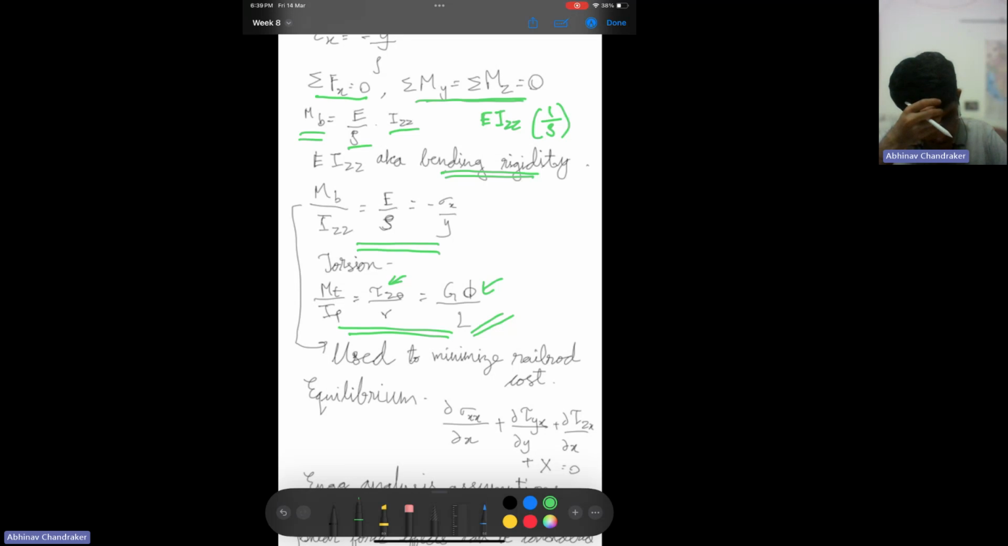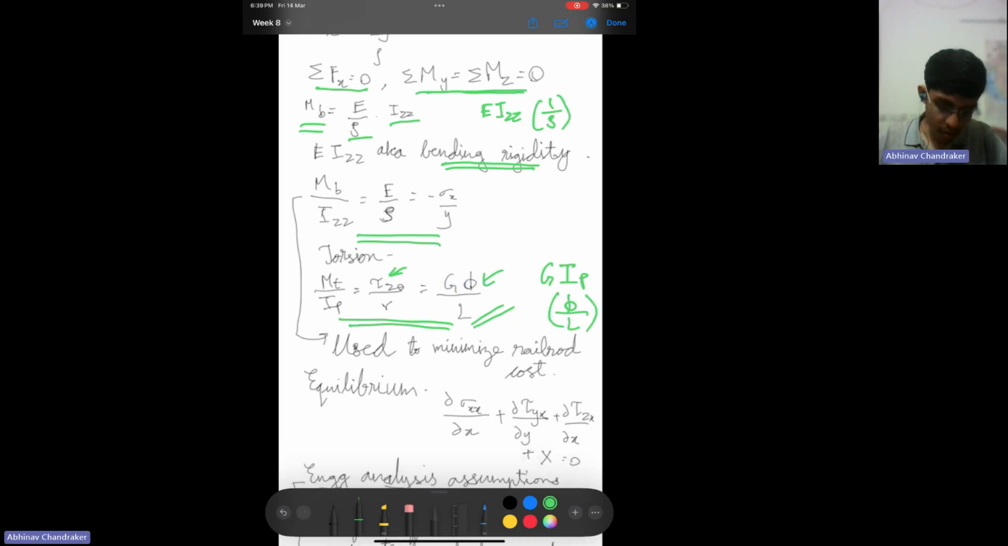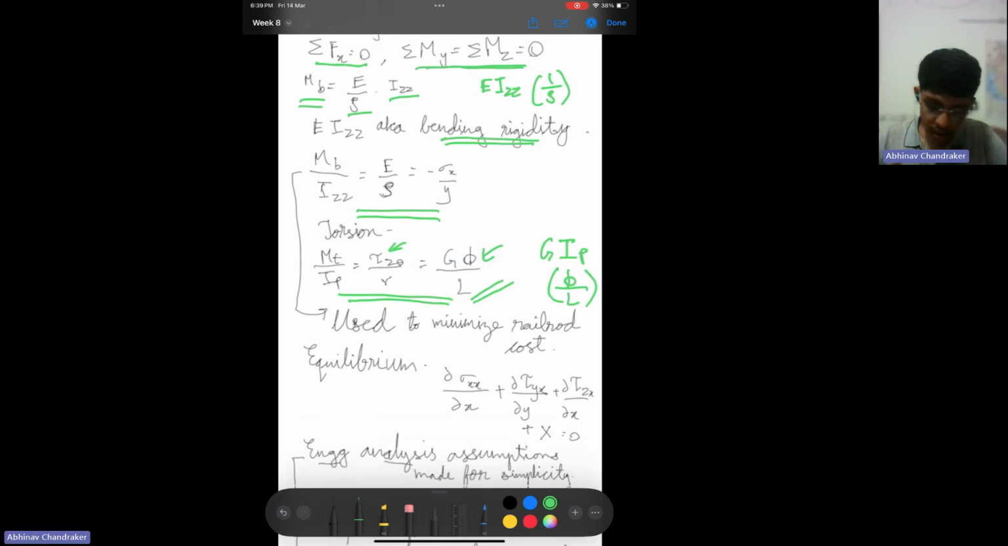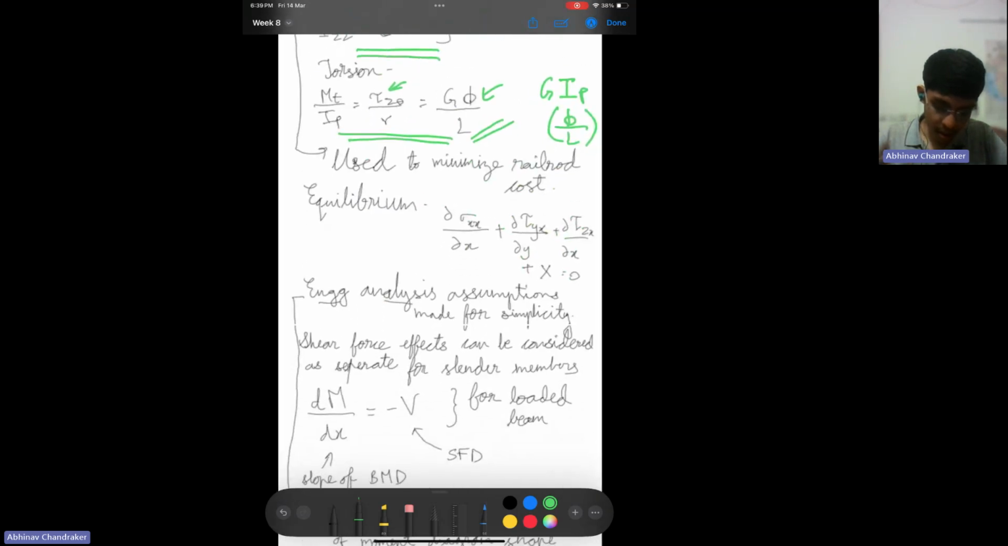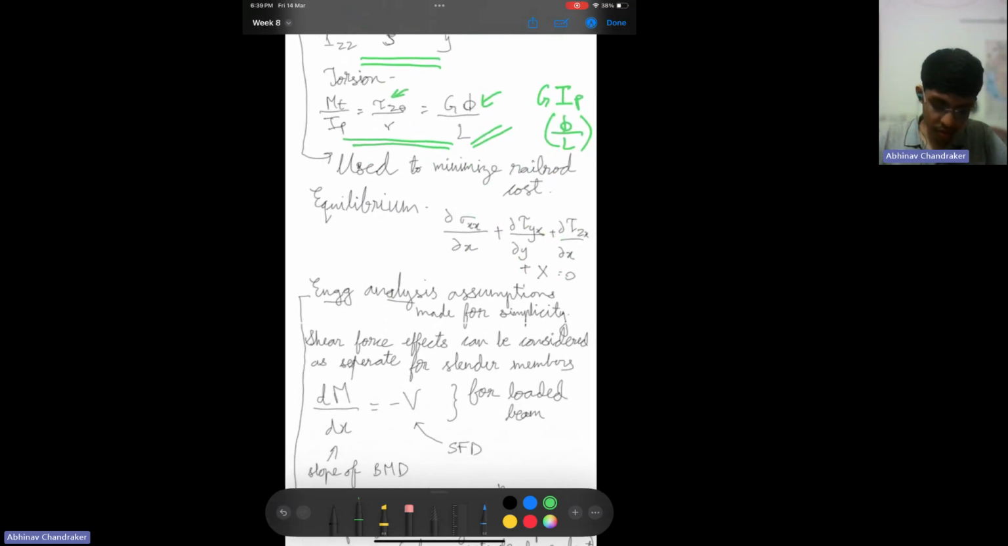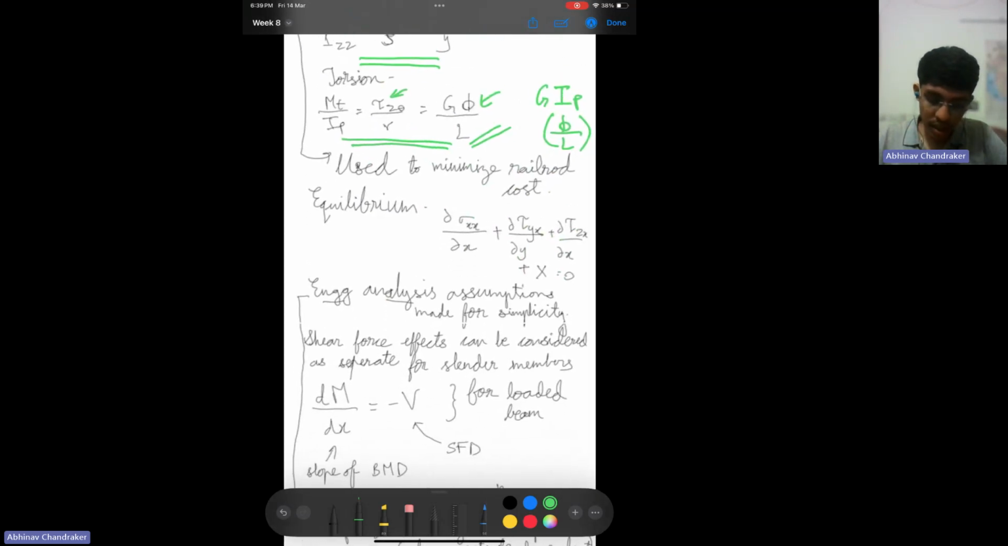And here you can say that GIP is a measure of the torsional rigidity. Phi by L gives you an idea of the strain. So this way, if you relate it, then you won't have to remember too many things. It will be much easier to retain all of this and understand the mathematics of it more intuitively.